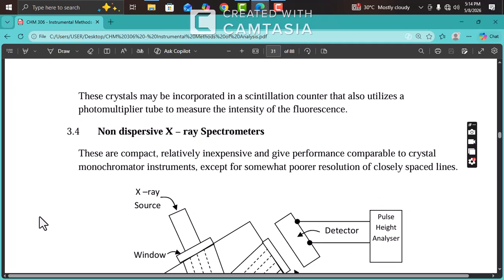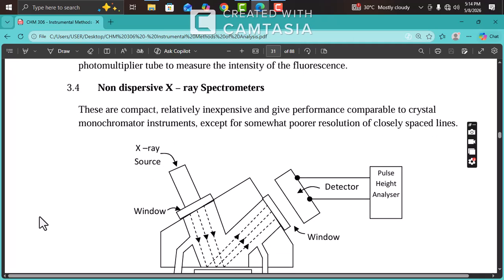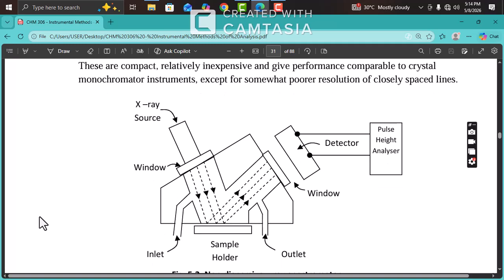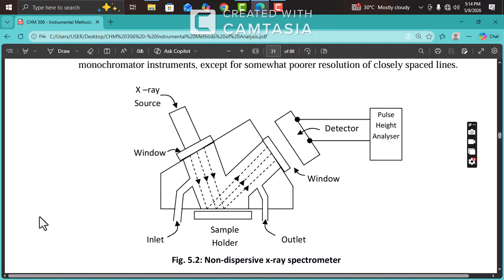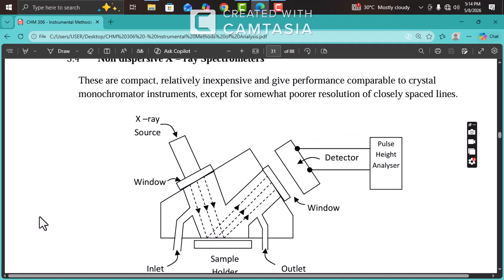Now, this is another diagram you should get used to. Okay, here you have a non-dispersive X-ray spectrometer. So how is this different? This is a simpler method, okay? This is a simpler setup.